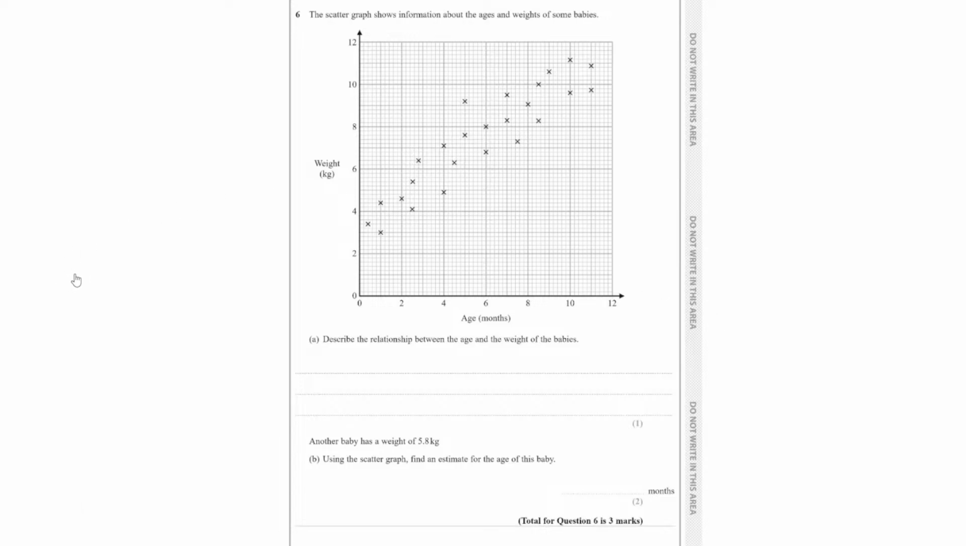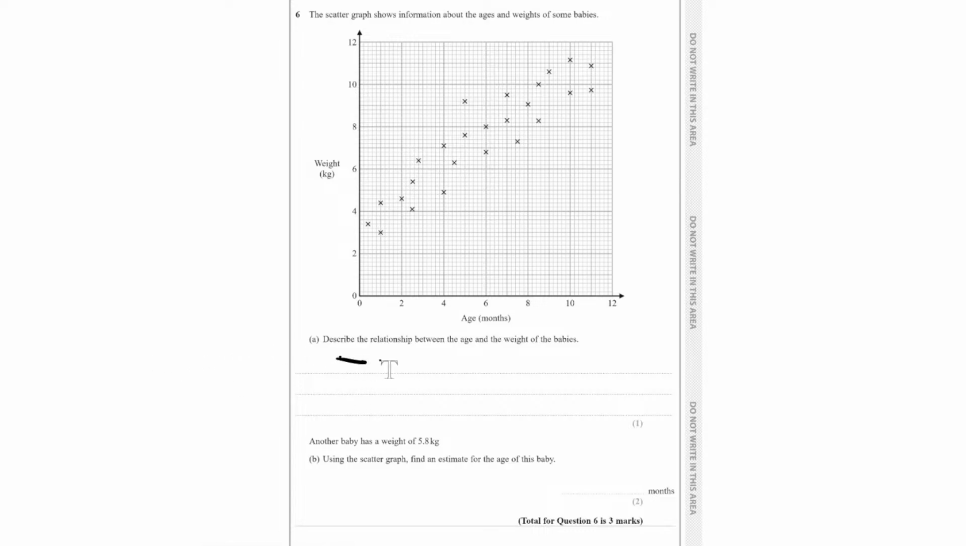Okay, question 6. The scatter graph shows information about the ages and weights of some babies. So we've got obviously weight on the y-axis, age in months on the x. Describe the relationship between the age and the weight of the babies. So this is obviously a worded answer. They've put 3 lines, but you don't need to fill out those whole 3 lines, right? This is a really basic answer because ultimately this is maths. They're not looking for a whole explanation, are they?